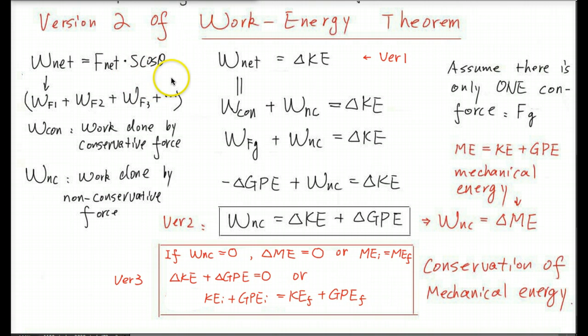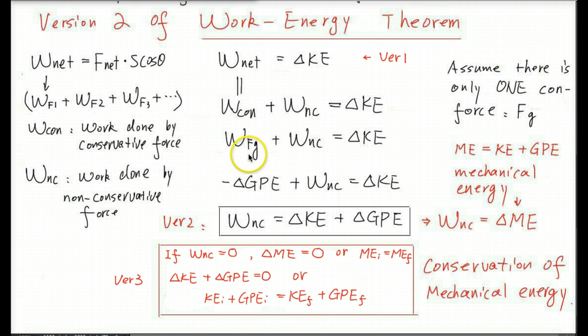Based on this understanding, we separate the work done by the net force into two categories. One is the work done by the conservative forces, and one is the work done by non-conservative forces. If we assume there is only one conservative force, which is Fg, and actually that's the case in this course, we only study the conservative force Fg. So we just replace the W conservative force with the WFG.